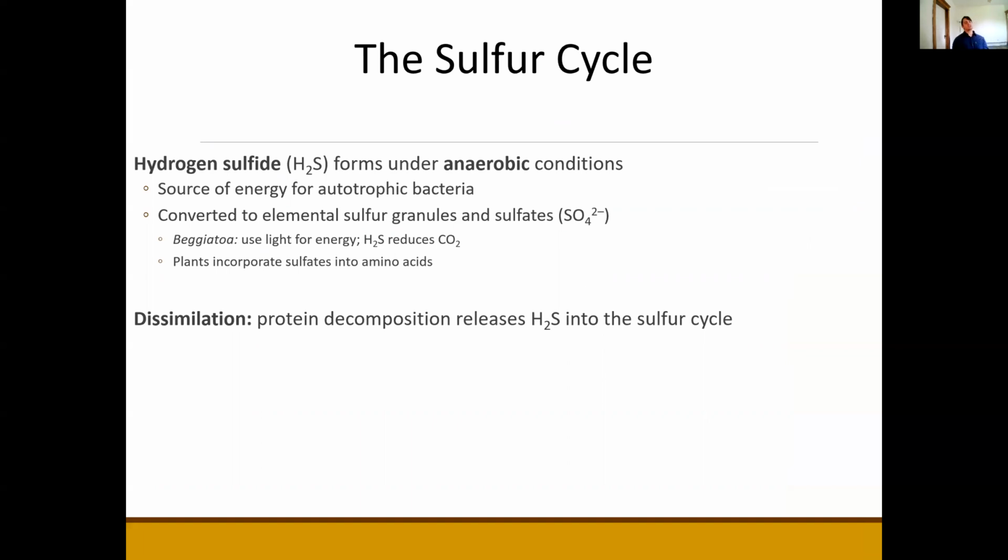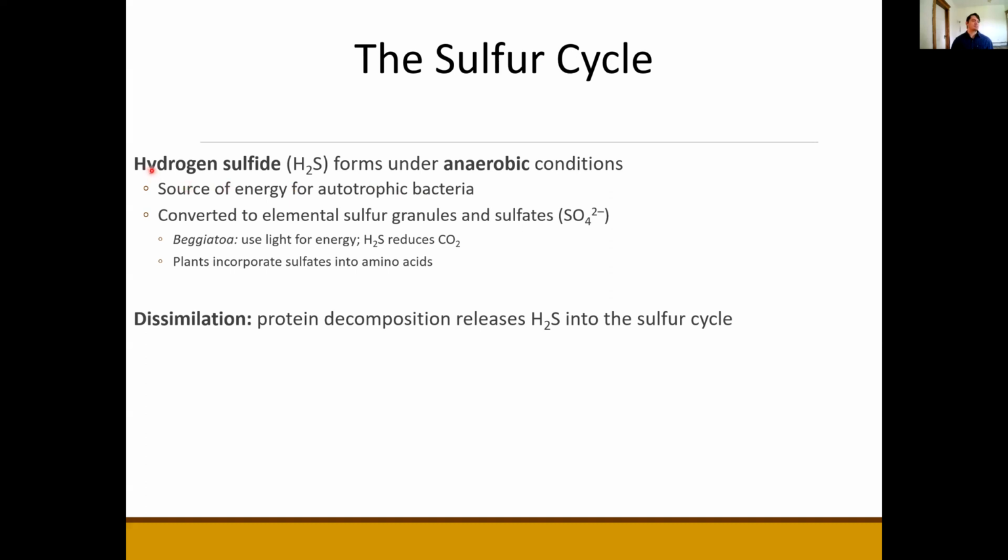The sulfur cycle and the nitrogen cycle actually resemble each other in the sense that they represent numerous oxidation states of these elements. The most reduced forms of sulfur are the sulfides, such as the odorous gas hydrogen sulfide, the H2S that we were discussing now. Like the ammonium ion of the nitrogen cycle, this is a reduced compound that generally forms under anaerobic conditions. In turn, it represents a source of energy for autotrophic bacteria. These bacteria then convert the reduced sulfur in this hydrogen sulfide into elemental sulfur granules and fully oxidized sulfates.